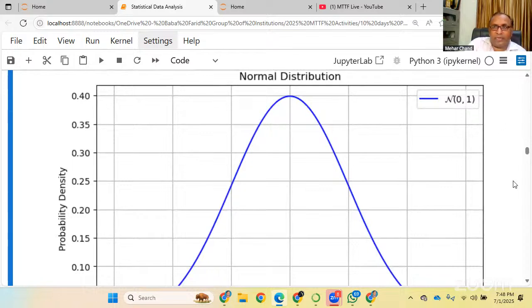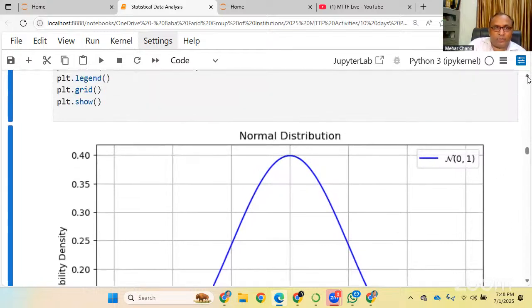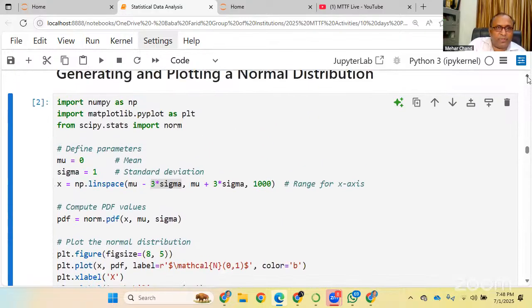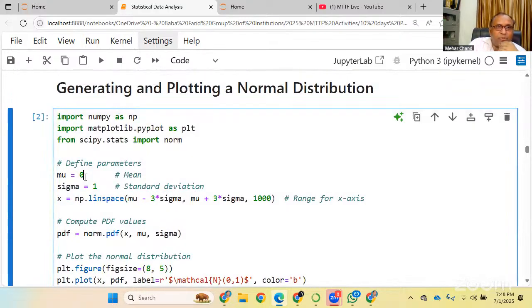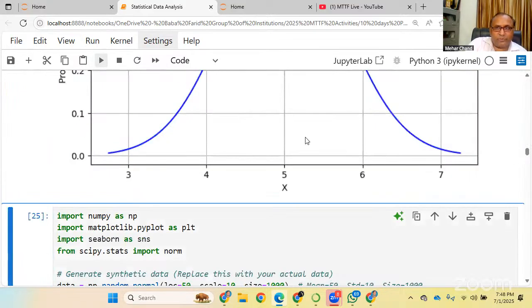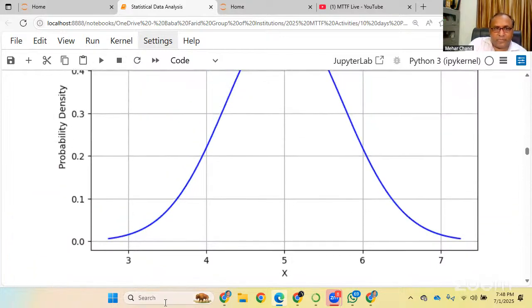If you want to manipulate these values, suppose the mean is not 0, suppose it is 5. I am taking the mean as 5, and the standard deviation sigma can have the value 0.75. When you execute this shell again, you can run from this place. Now you can see the interval varies from this point to this point.